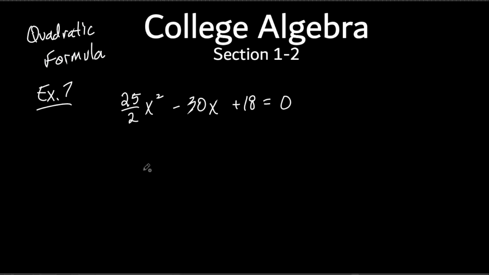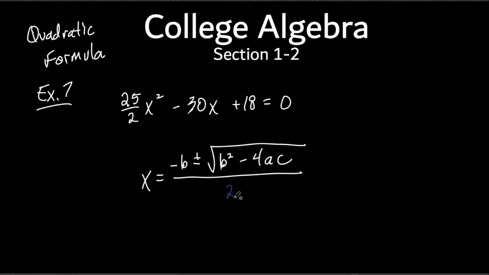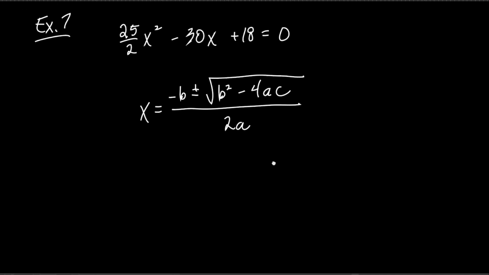So just for fun, let's write it down. Do you have it memorized yet? Well, minus b, plus or minus, big old square root, b squared minus 4ac, and that's all over 2a. All right, so that needs to be memorized. I said it plenty yesterday. I'm repeating it now. That has to be memorized.